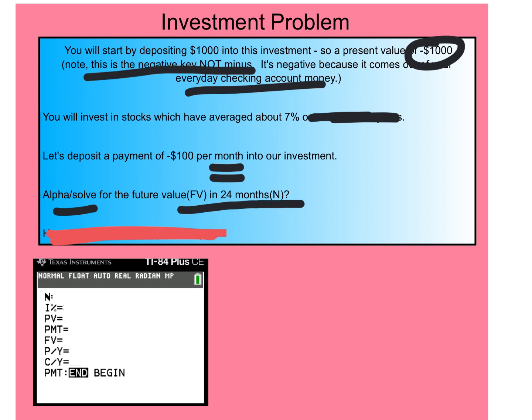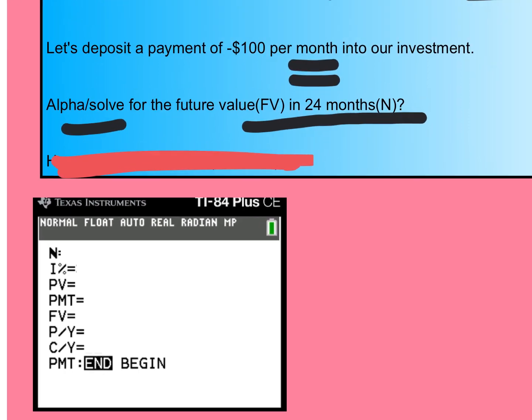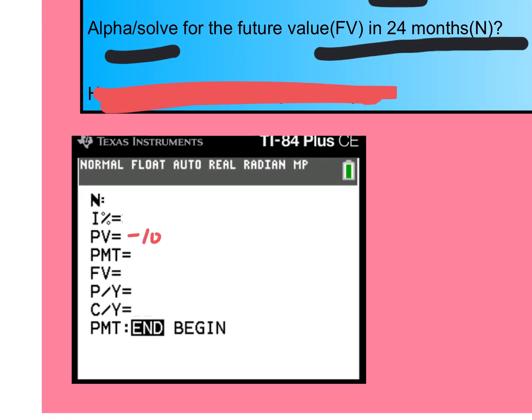So where the heck is the 1,000? And by the way, it says negative 1,000. It tells you that. Where does that go? Where does the 1,000 go? Yes. Negative 1,000. What interest are we getting this time?